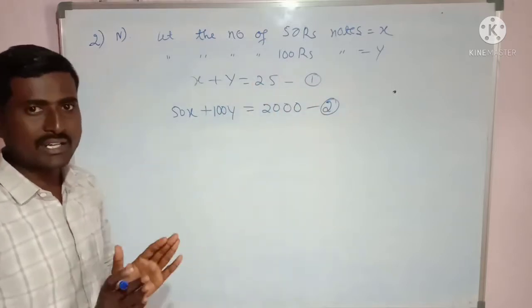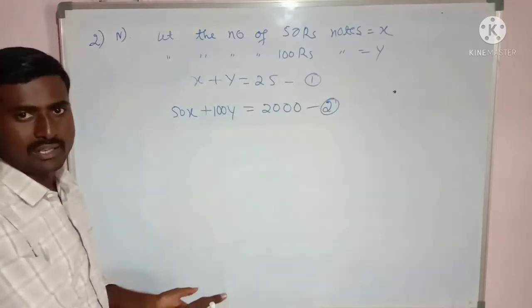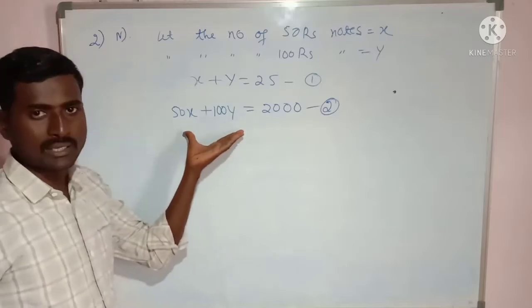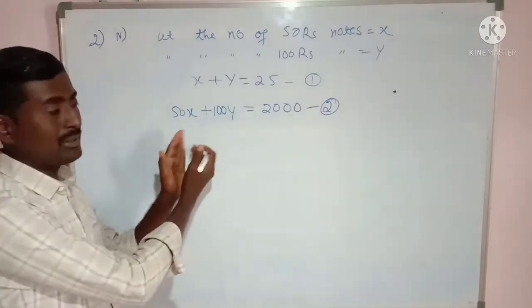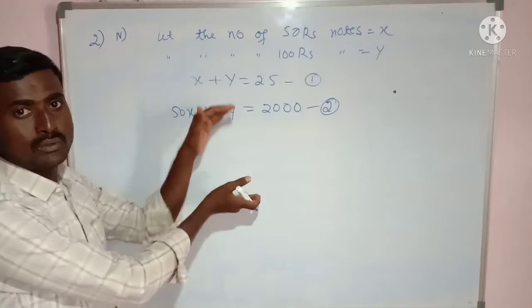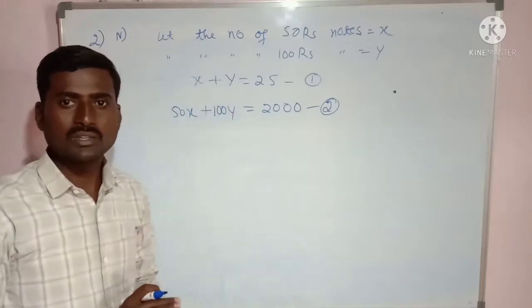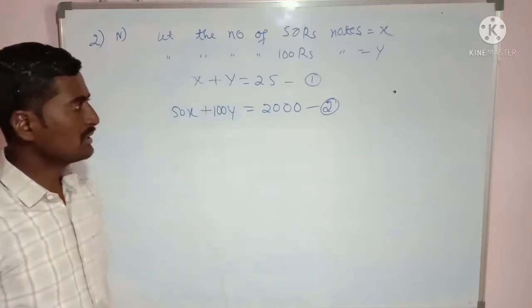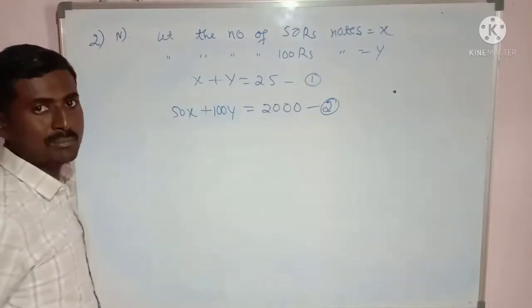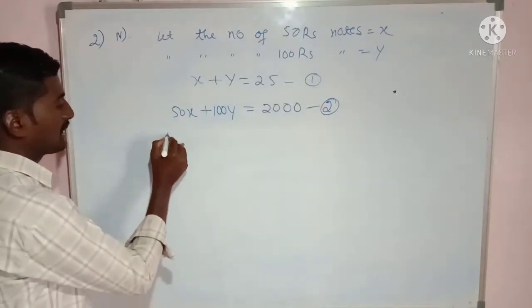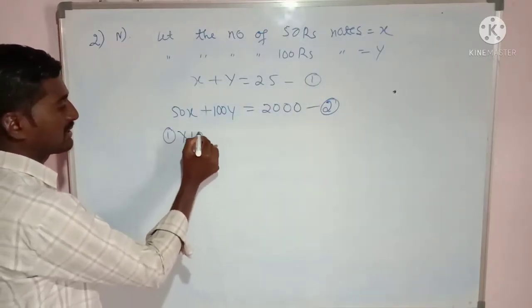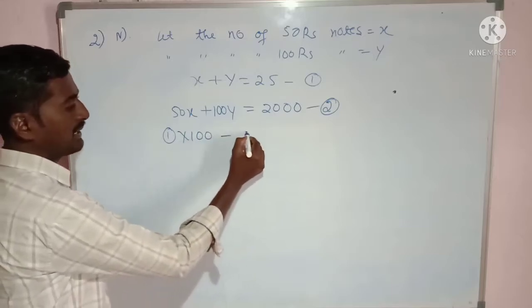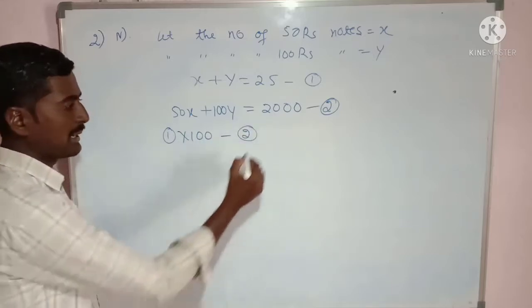Therefore, better you go through the method I solved like that. You cannot take 50 common here. If you take 50 common, then solve equation number 1 and 2, you will get the y value as negative. It cannot be negative. So better you multiply equation number 1 by 100, then minus equation number 2.